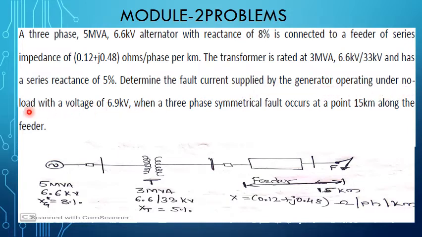under no load condition, with a voltage of 6.9 kilovolt. So whenever the fault occurs, the fault is occurring at this point, and we need to find out the fault current supplied by this generator having the voltage value of 6.9 kilovolt. Further, he has given that a three-phase symmetrical fault will be occurring on the feeder at a distance of 15 kilometer. So this is what he has given in the problem statement.